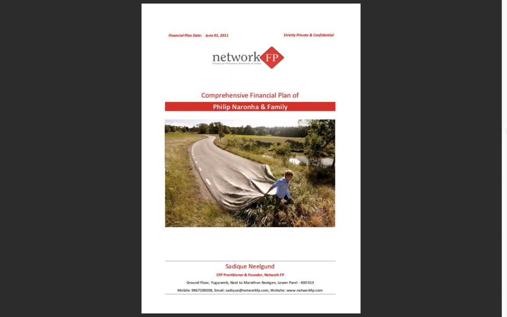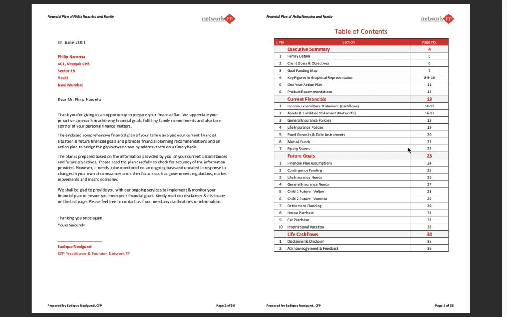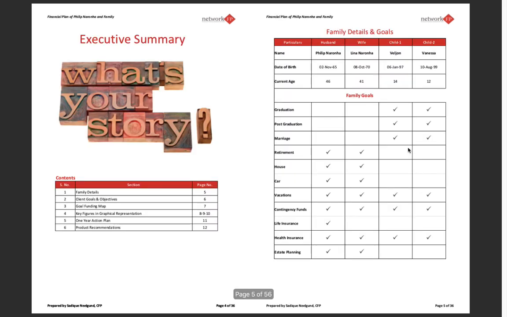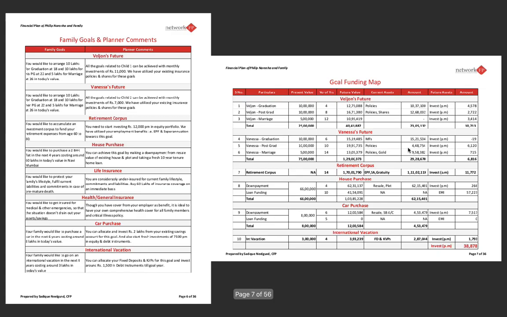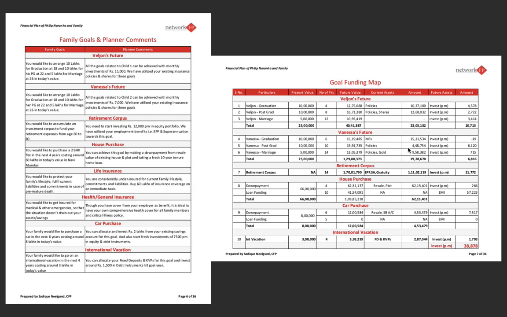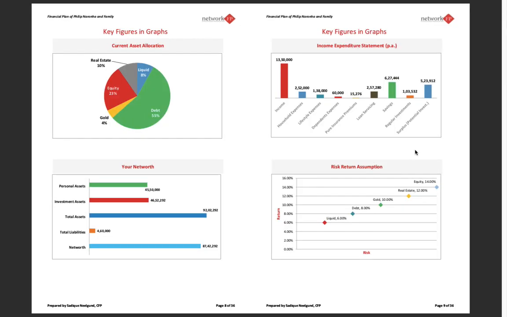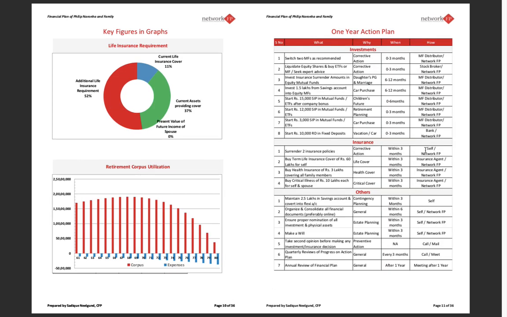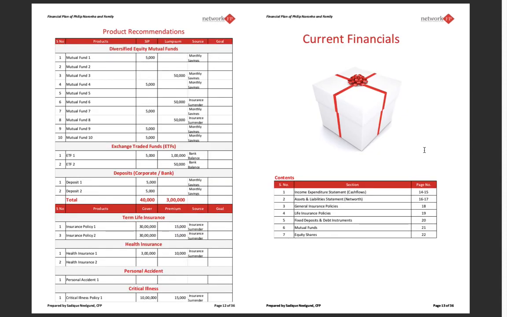which actually comes out when you hit the print button in the Excel. So this is the plan: the table of contents, a letter to your client. What are the family goals and dreams? You have the planner comments and goals, goal funding map, then some interesting infographics and graphs. We have a 1 year action plan. At the end of the day, the clients want to know, what do I need to do? Tell me that. Then the product recommendations you have in place, the current financials.